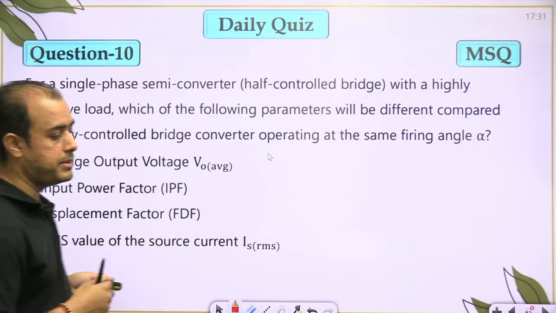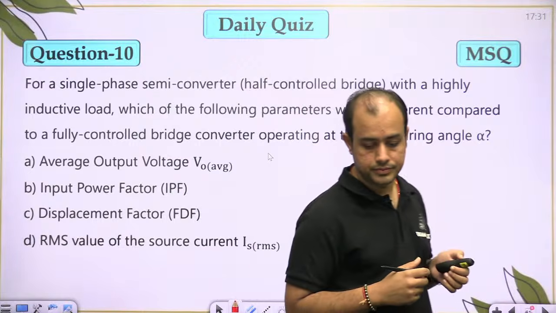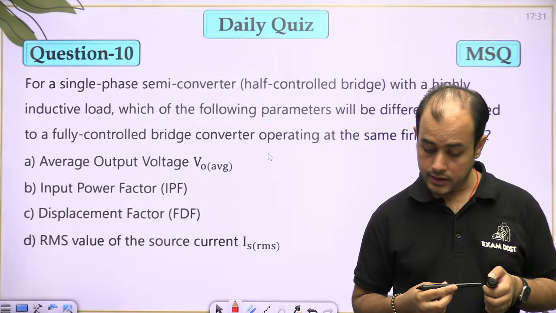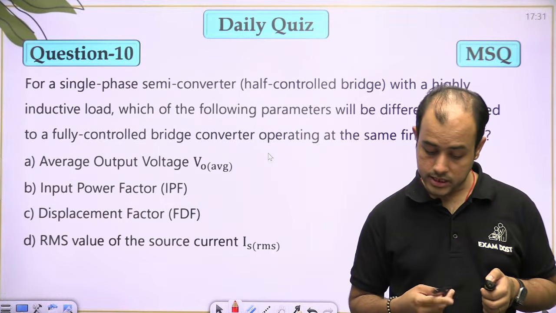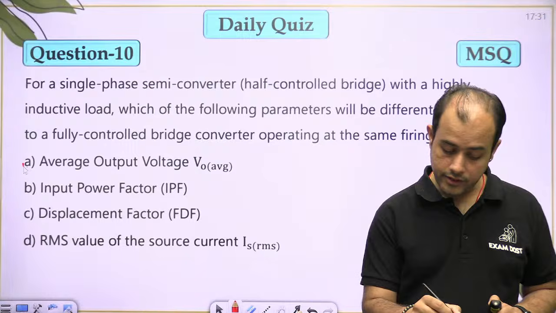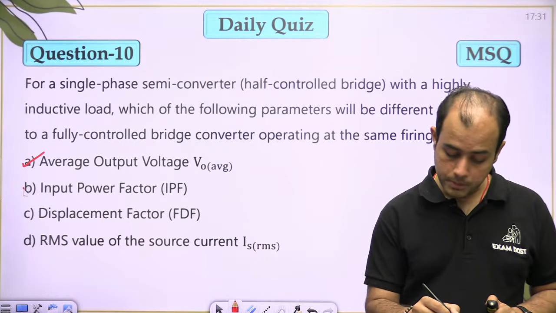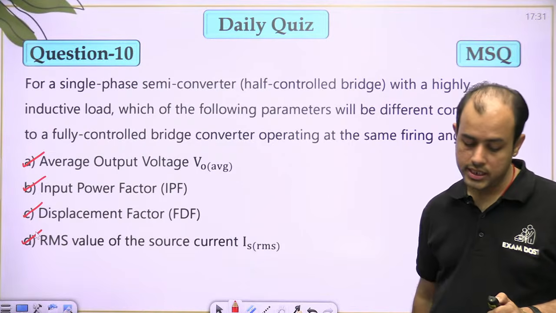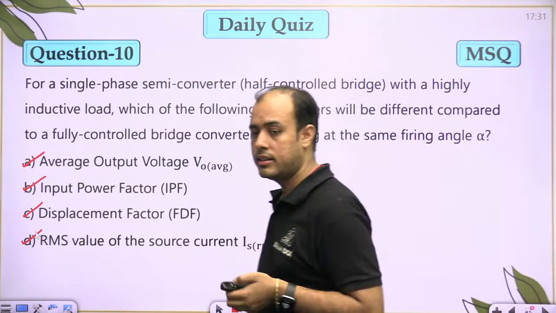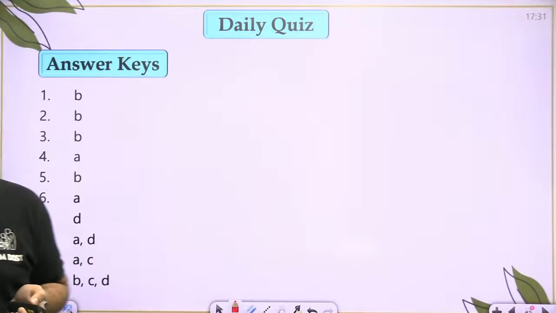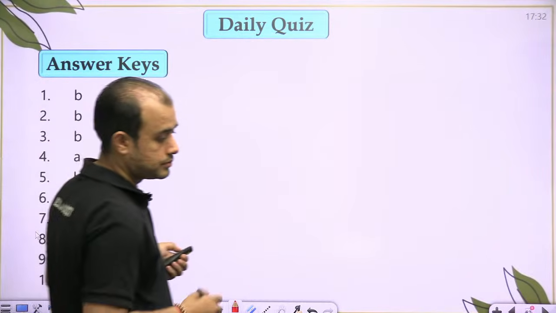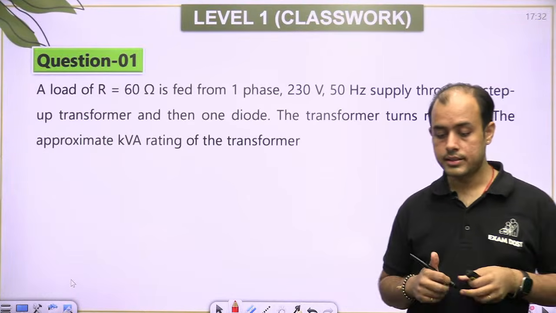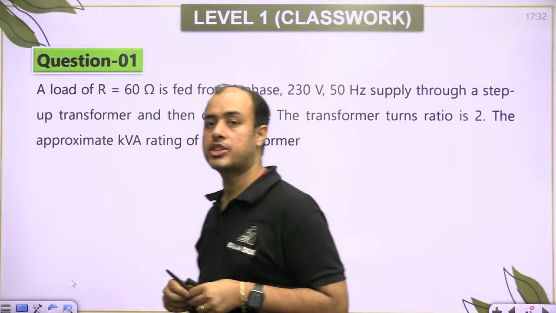और सिंगल फेज सेमी कन्वर्टर ये भी ब्रिज वाला है बेटा, with a highly inductive load which will be the different fully controlled bridge converter for same firing angle. एवरेज डिफरेंट आता है, इनपुट पावर फैक्टर डिफरेंट आता है, डिस्प्लेसमेंट डिफरेंट आता है, सब कुछ ही अलग आता है फुल और सेमी में. ये भी आगे का सवाल है, आने दो. चलिए, कम टू द क्लासरूम क्वेश्चंस बेटा.